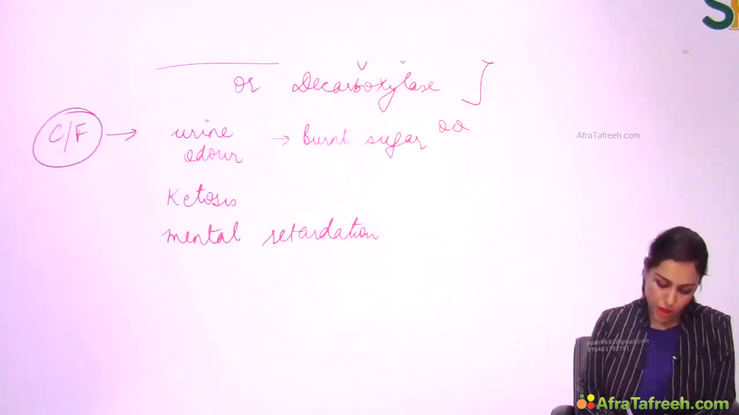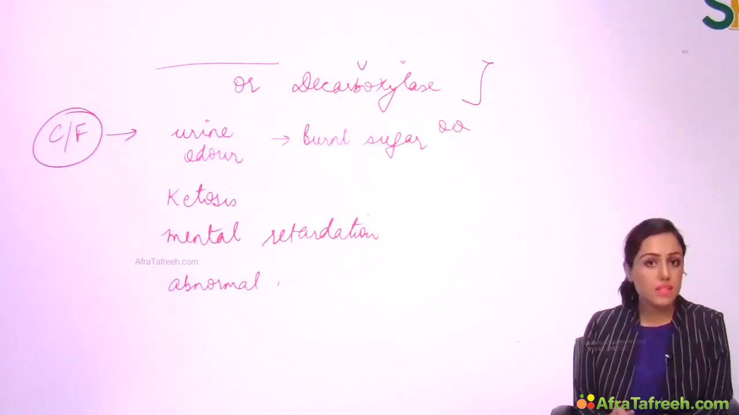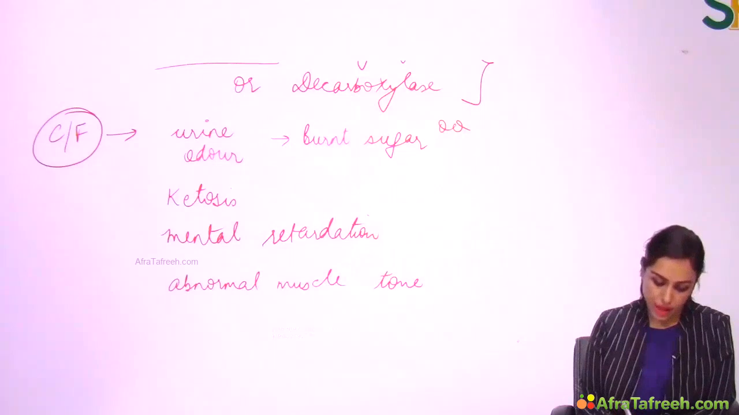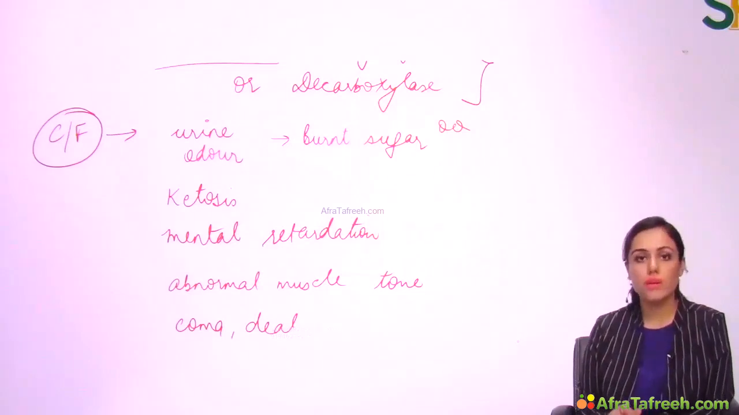Also, these patients have abnormal muscle tone because brain is affected. So these patients have abnormal muscle tone. And this disease, maple syrup urine disease, can be lethal also. That is, if it is not treated, then coma and death can occur. And these patients have high mortality rate. Death can occur, and in fact they have high mortality rate, right?